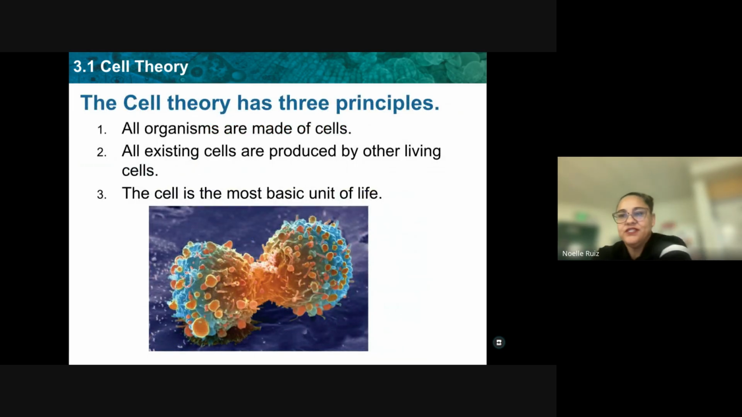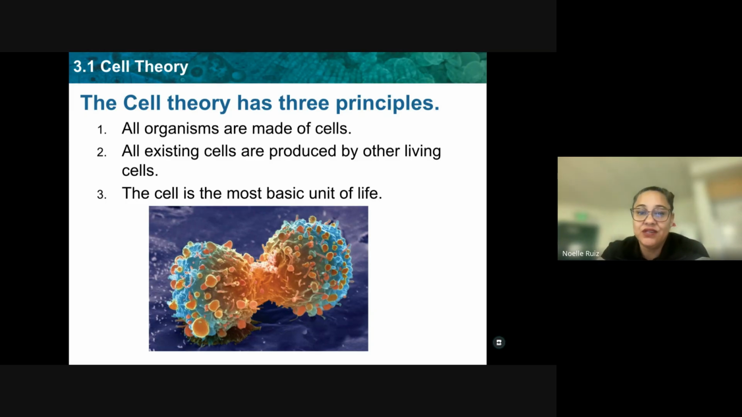The cell theory. We talked about theories way back in chapter 1. A theory is something that has evidence. So if something is called a theory, it means that thousands and thousands of scientists have performed experiments and found that these three things always, always, always apply to cells in this case. So all organisms are made of cells. I said to be an organism, to be a living thing, you have to be made of at least one cell. There are some things that are only made of one cell, and that's okay. They're still considered living things.